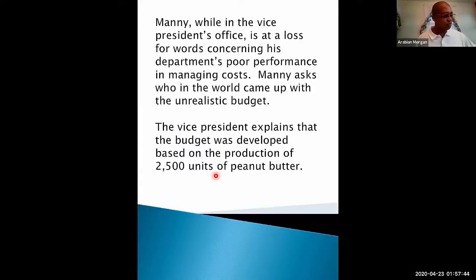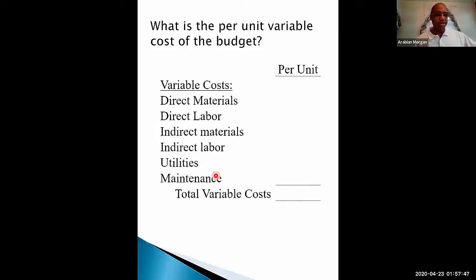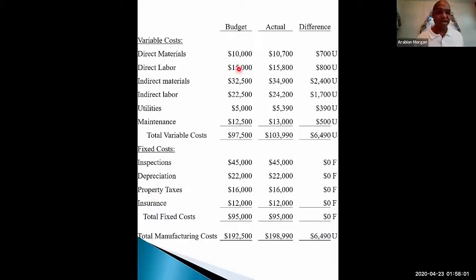Bottom or middle of page 403. The question is, what is the per unit variable cost of the budget? Class, I want you to calculate the per unit variable costs for this budget. Meaning, look at the budget column on page 402 for the variable costs. For example, this $10,000 here of direct materials. We need to find the per unit amount of that. So we're going to divide this $10,000 by 2,500 units. So please fill out page 403. Give me all of the per unit amounts on those variable costs for this budgeted amount.